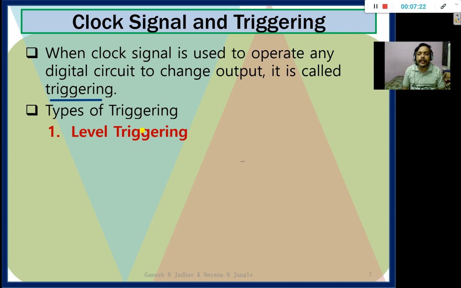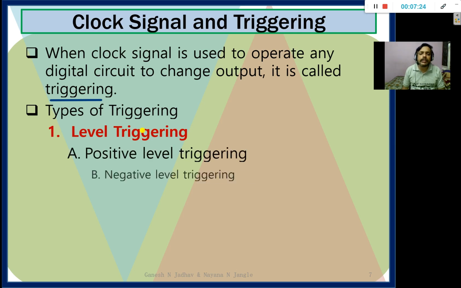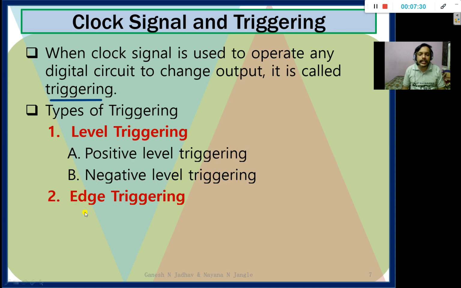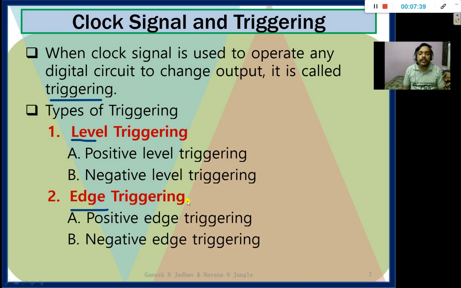One is called level triggering. Level triggering is again classified into two categories: positive level triggering and negative level triggering. Then there is edge triggering. The main types of triggering are level triggering and edge triggering. Edge triggering is again classified as positive edge triggering and negative edge triggering.